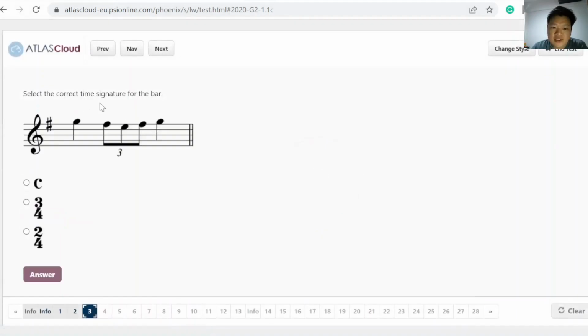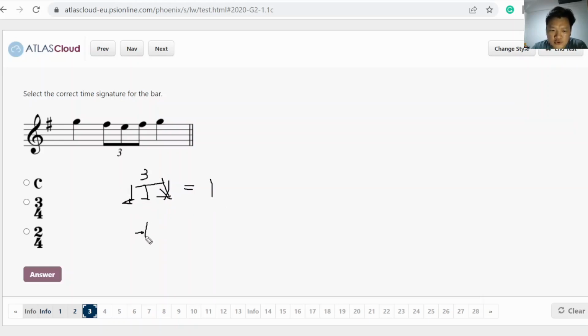Okay, correct time signature. A lot of students get confused about the triplets here. When you get 3 triplets together, how I teach my students is you need to cover one of the notes. You still need to play it, but you cover this one here. So the total is 1 count, which means 3 quaver triplets stand for 1 count.